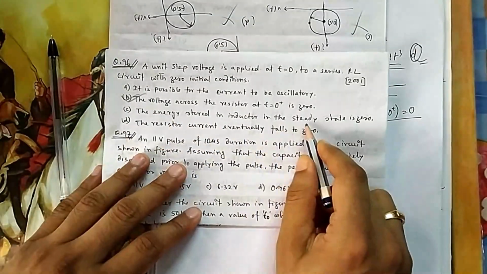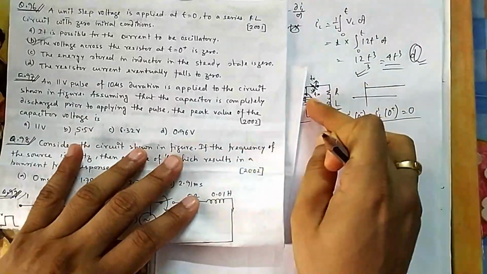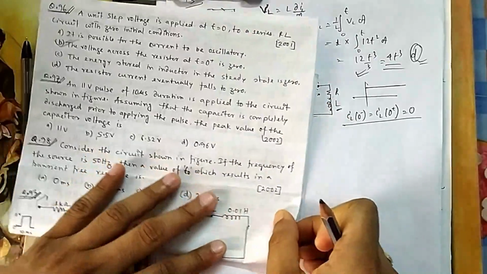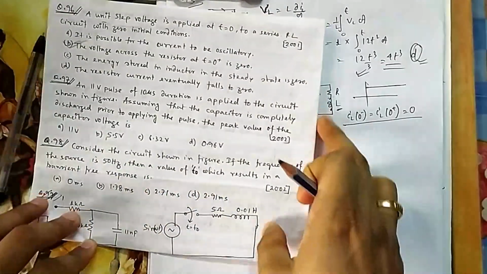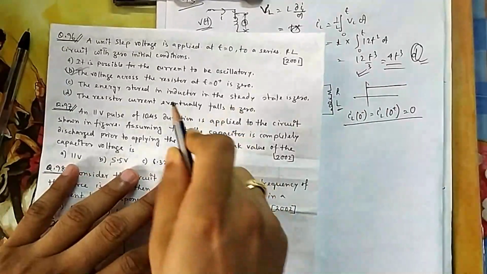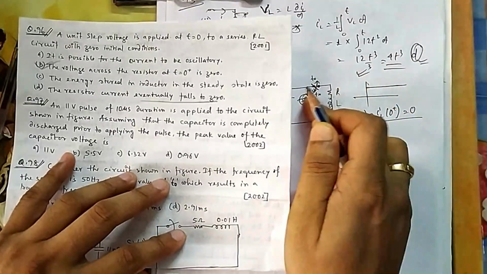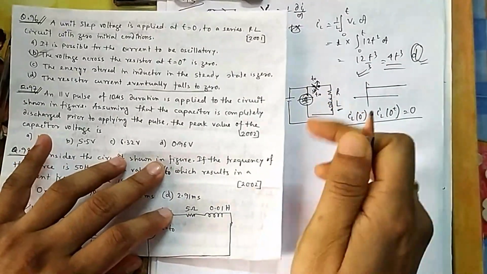The energy stored in the inductor in steady state is 0? Here it will not be 0, because energy is continuously pumped into it. It is not getting any chance to discharge because it is a unit step. If the resistor current eventually falls to 0, that will also not happen, because the resistor current will increase to a final value V by R and the inductor will be a short circuit.